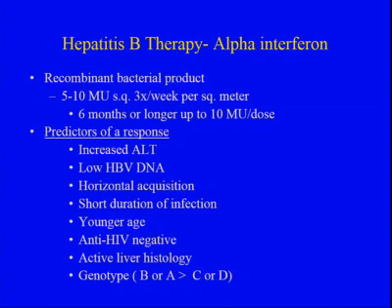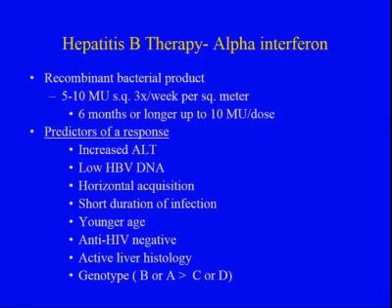Hepatitis B therapy, this is just to give you an idea what's available. The main therapy right now is a product called alpha interferon. It's a recombinant product. It's what your body develops when you have the flu. So when you have the flu is what it feels like when you're on alpha interferon therapy.